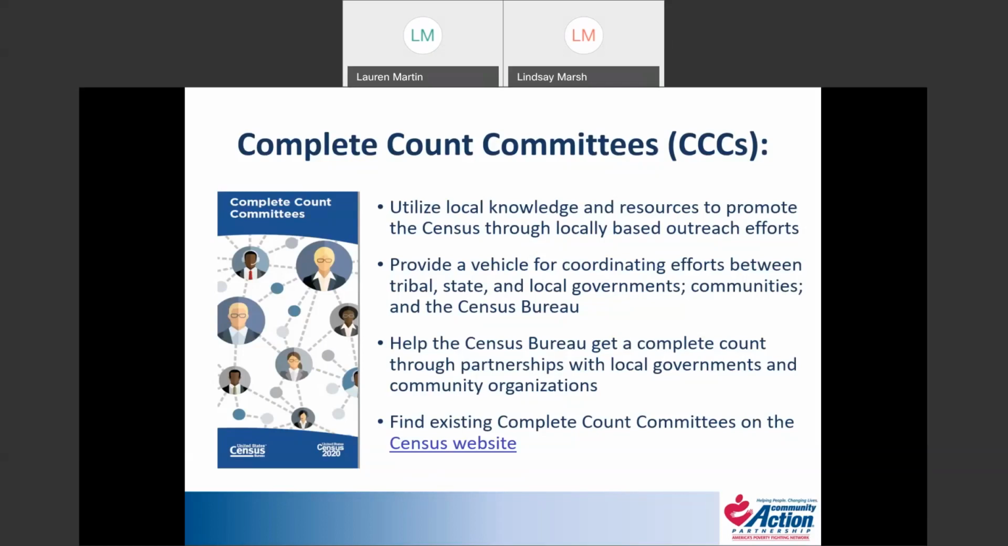We have also co-opted this idea and created a community action complete count committee with the goal of one member or more, but at least one member from each agency in our network to be plugged in and engaged on census work and informed about what's happening and how they can help.